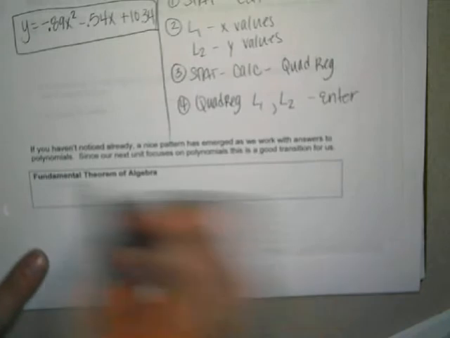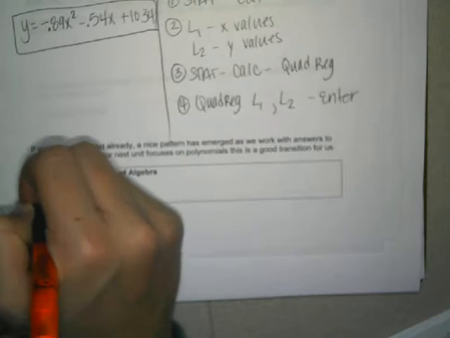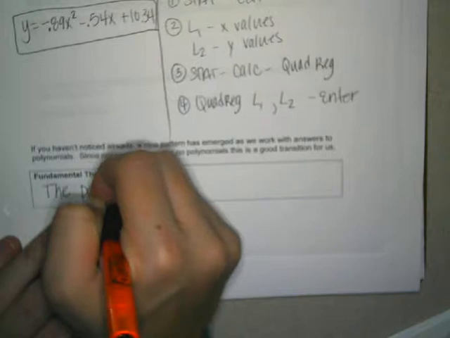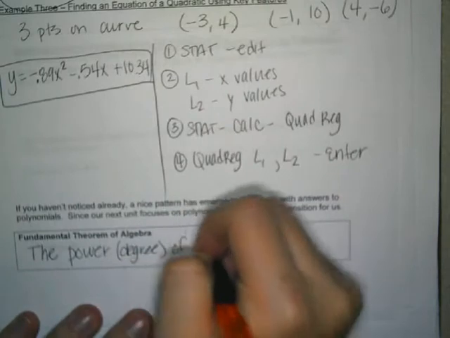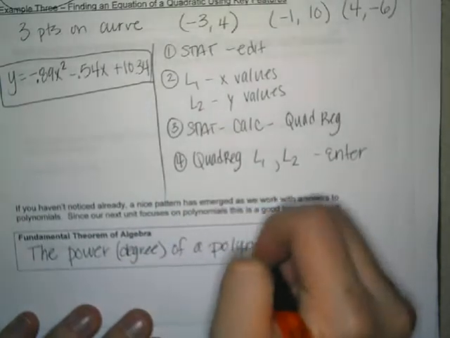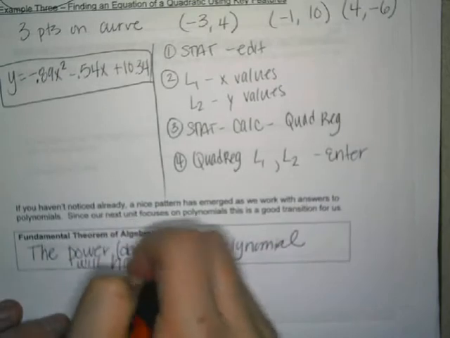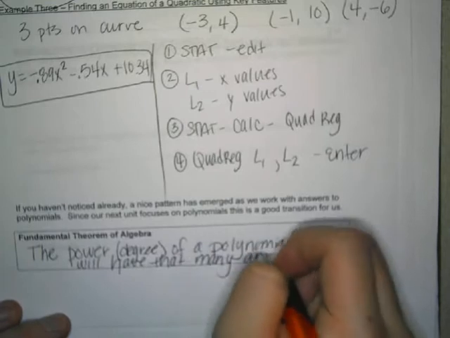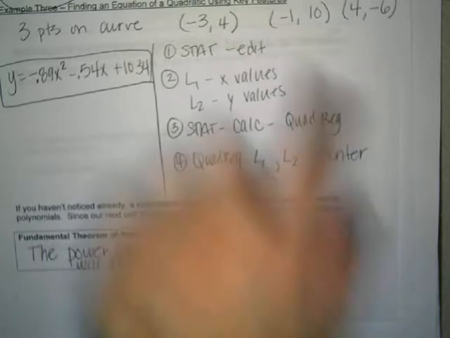So the fundamental theorem of algebra says that the power, or the degree, of a polynomial will have that many answers. Okay? So, meaning, and I feel like that's still a little fussy, sorry.